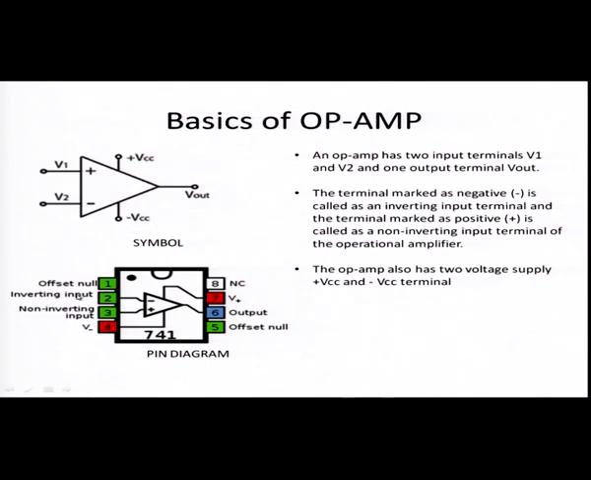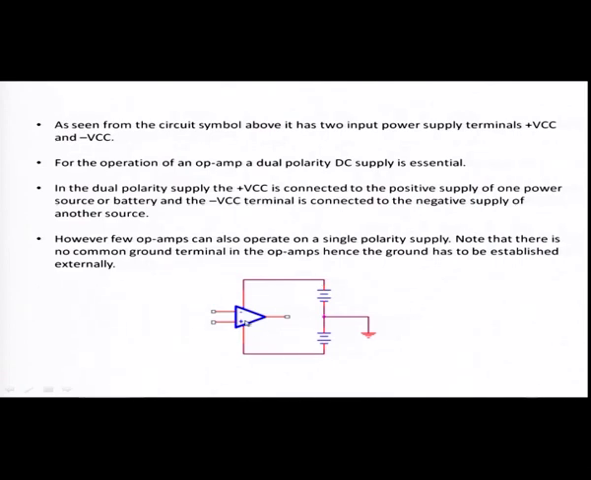The second pin is the inverting input terminal, and the third pin is the non-inverting input terminal. At the fourth, you have to give the negative supply voltage, and from the sixth pin you can take the output. The seventh pin takes the positive supply voltage, and the eighth pin has no connection. These are the pin details of this IC 741, which is the product of Fairchild, a manufacturer of ICs.